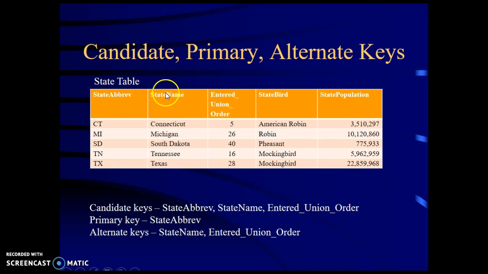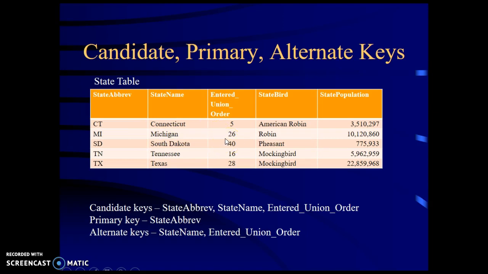I could look at state name. Every state name is unique. That could be a candidate key. It could be a primary key, so I'm going to use that as a candidate key. And then my state abbreviation. Each one of those is unique. That could be a candidate key. So my candidate keys in this state table are state abbreviation, state name, and the entered union order.